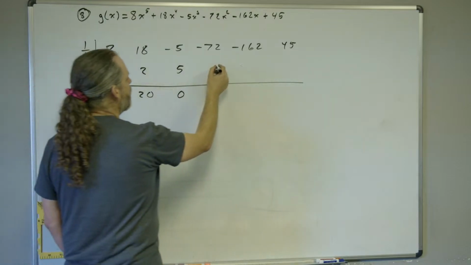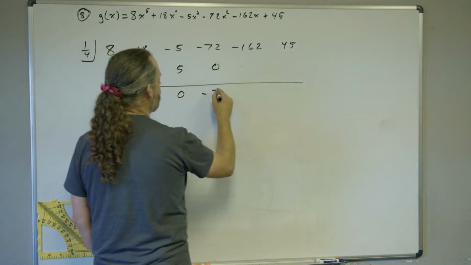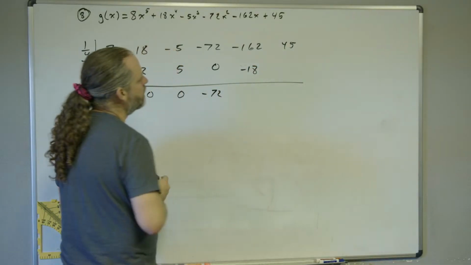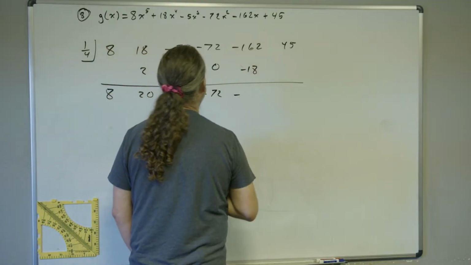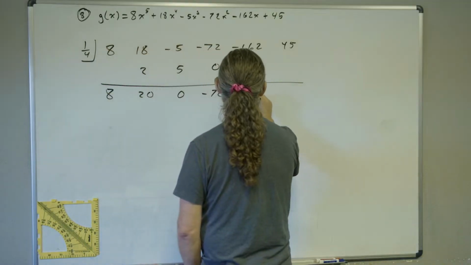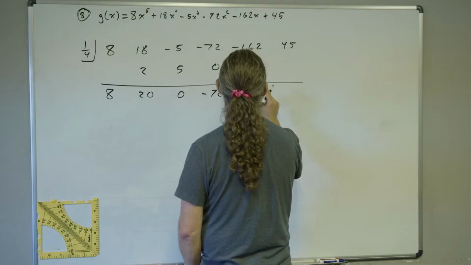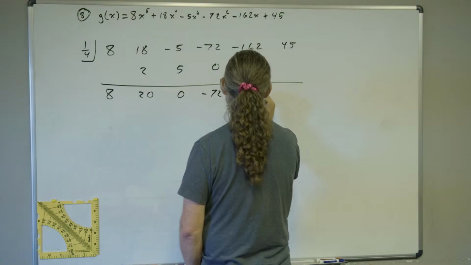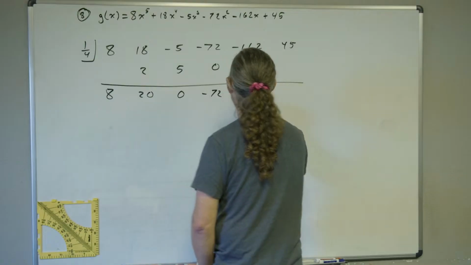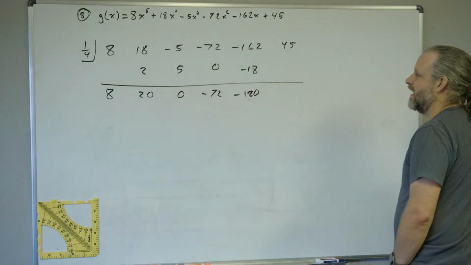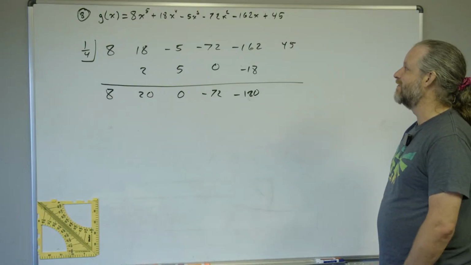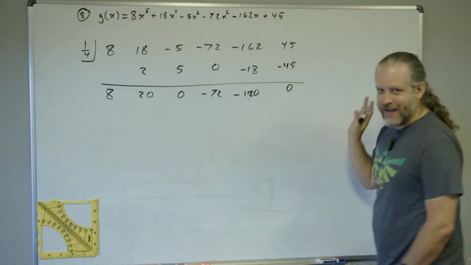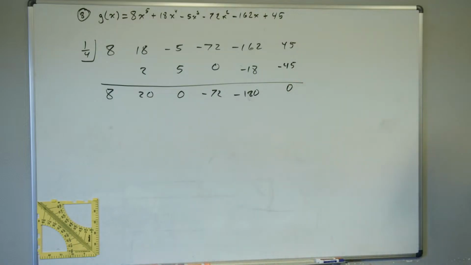And then 0, 18, or negative 18, negative 90, 180. And if we're lucky, that's going to be 45, negative 45. Negative 45. It did work. Look, we tried all those things and we found one.